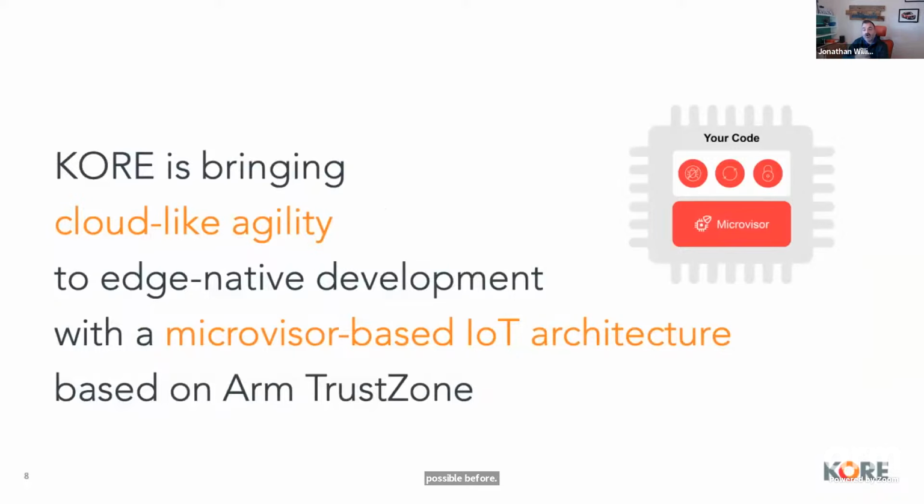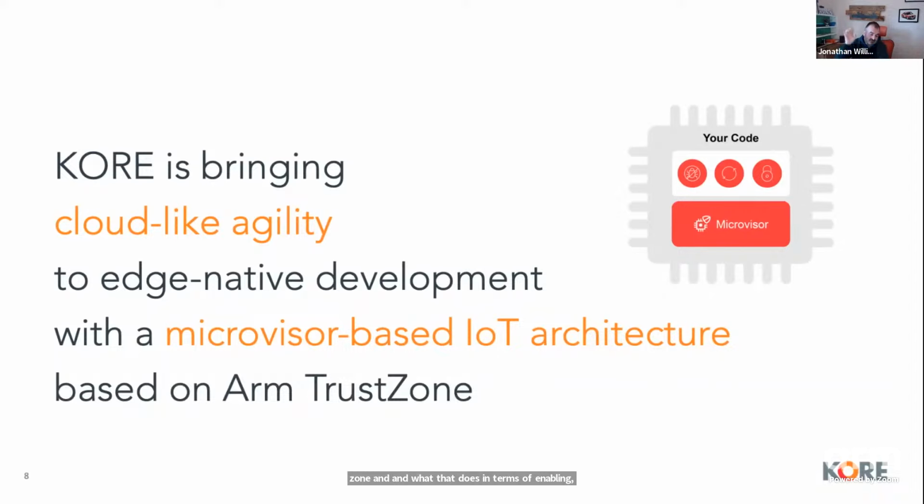Essentially with Core, our goal is to bring that cloud-like agility to edge native development or embedded IoT development. And we do that with this Microvisor-based IoT architecture, which I'll go into. And this approach is only really possible now because of the ARM TrustZone and what that does in terms of enabling this software architecture. And I'll explain how that works.